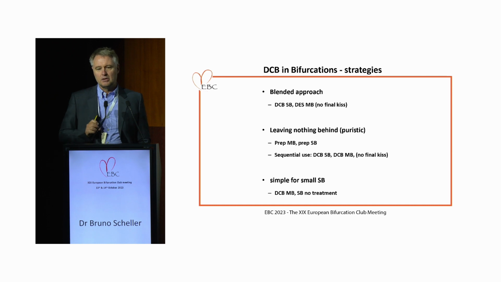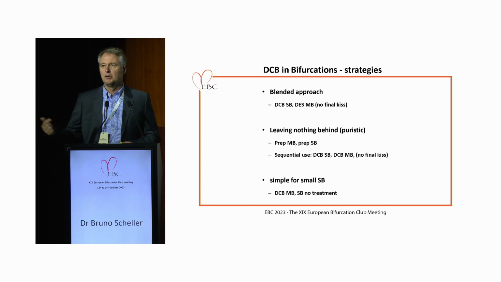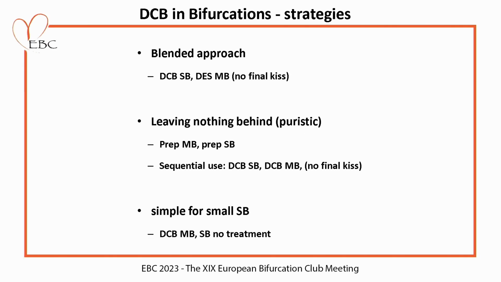We have different scenarios. The first one is the hybrid or blended approach with DES in the main branch and DCB in the side branch. This has been discussed before. The more puristic concept, which I will refer to, is the leaving nothing behind concept, which means we have to prepare both branches, the side branch and the main branch. Then if you fulfill the criteria of an acceptable result, you can use DCB only for local drug delivery for this specific branch. If you do not fulfill the criteria, then you have to stent it. And then a very simple approach, also discussed before: for smaller side branches, you treat only the main branch with DCB, and you have this effect of improvement of the ostium of the side branch over time.